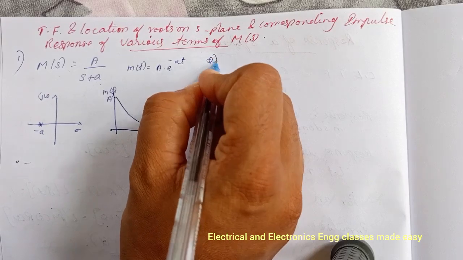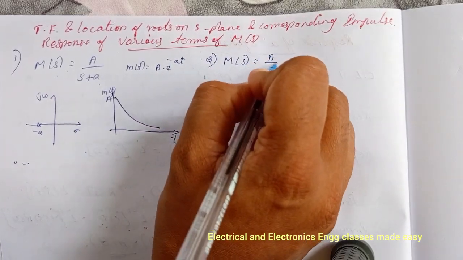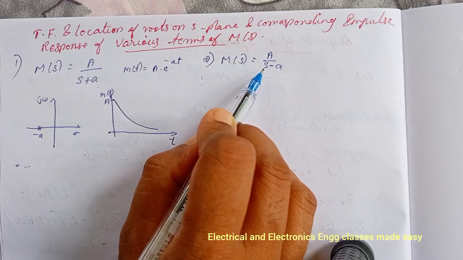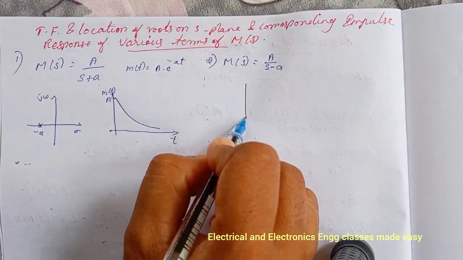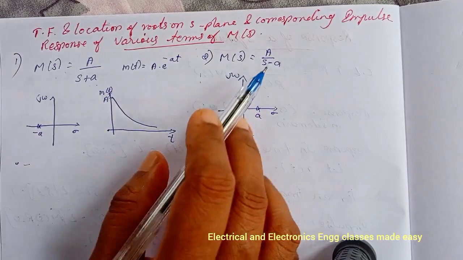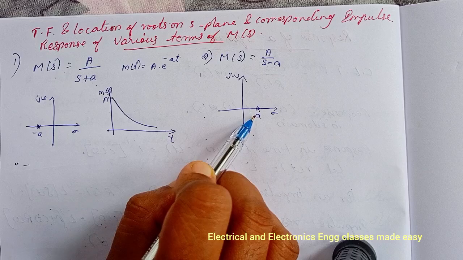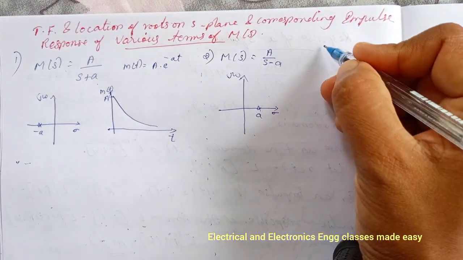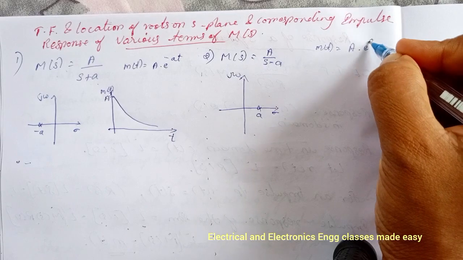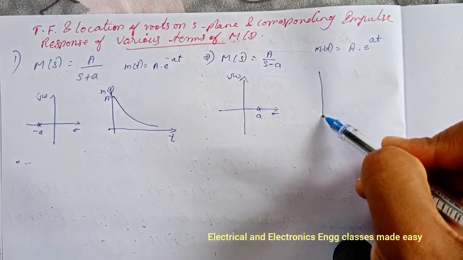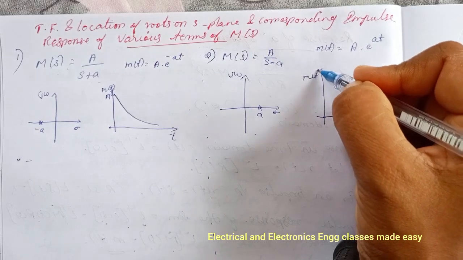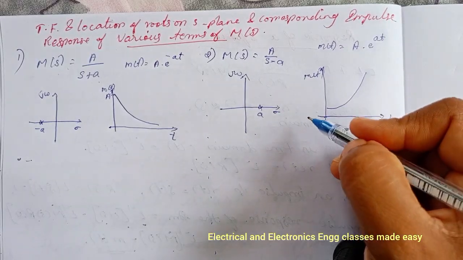Second one, let M of s equal a divided by s minus a. So here s is equal to a. That means the root is on the positive real axis. That is, we can locate the root like this. This is sigma, j omega, and this is the root, that is s equal to a on the positive real axis, and its response is m of t equal to L inverse of this one, and we get a into e raised to at. So it is exponentially increasing. This is t and this is m of t. So the response is exponentially increasing.